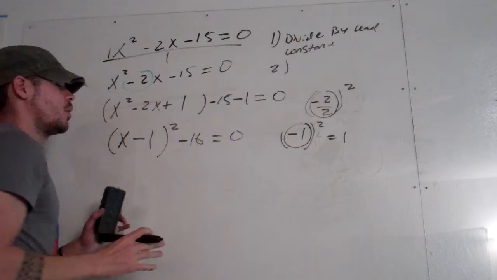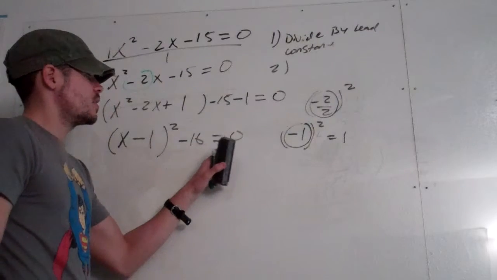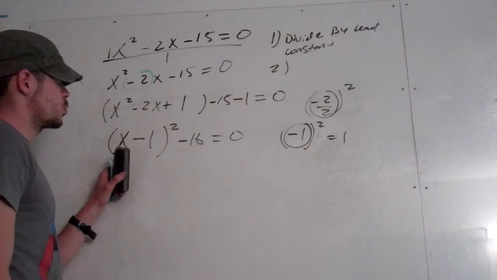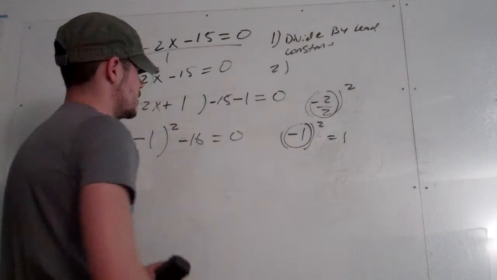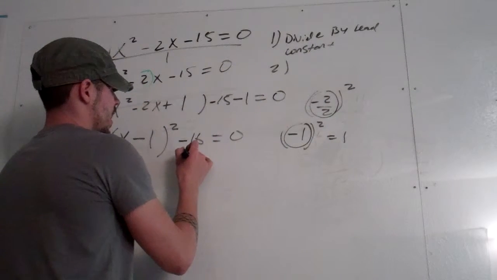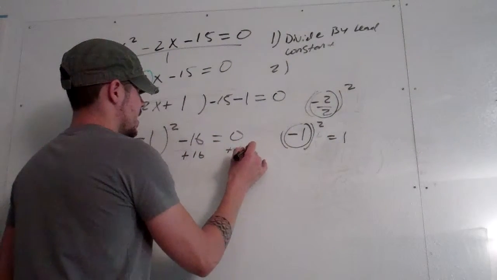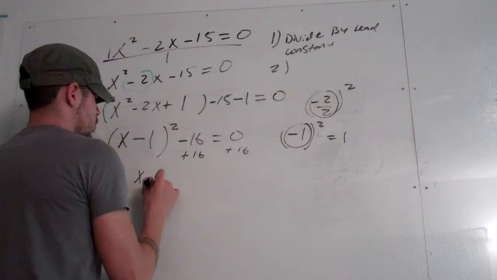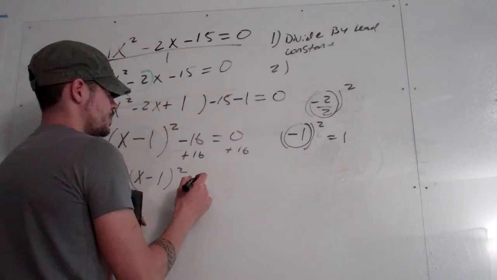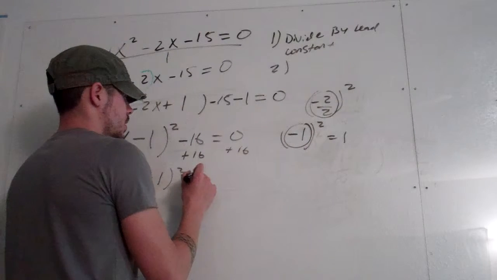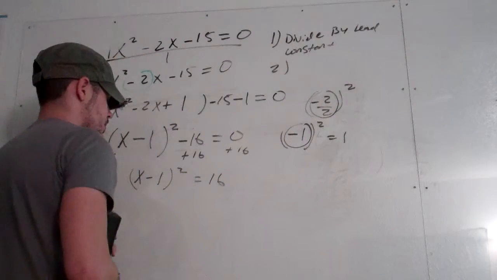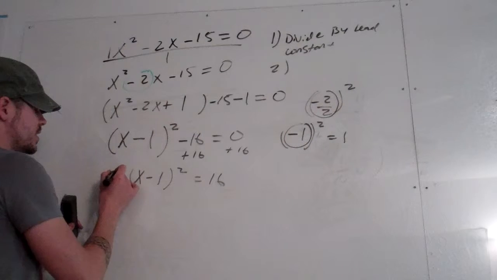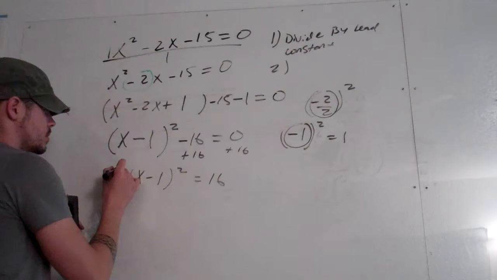Now what do I want to do? I want to move this term over here, because what I'm going to do is take the square root of both sides. So I add 16 to this side, I add 16 to that side, and then I've got x minus 1 squared is equal to 16. Now what do I do? I'm going to take the square root of both sides.